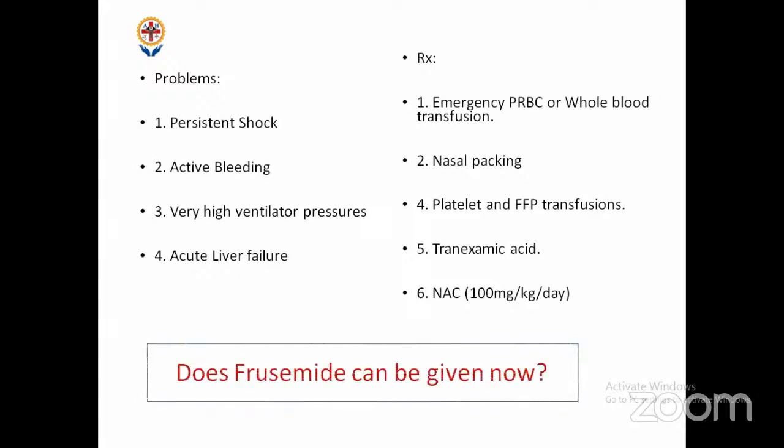So can we give furosemide because your lung is very bad, with high pressures? Can we give it now to decrease the lung pressures? Yes or no? Again, no, same question. No. Even if the child is going to die, I'm not going to give Lasix in this situation, because anyway the child is going to die because of shock.